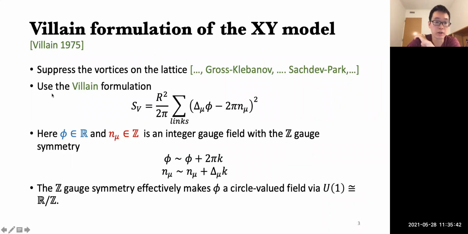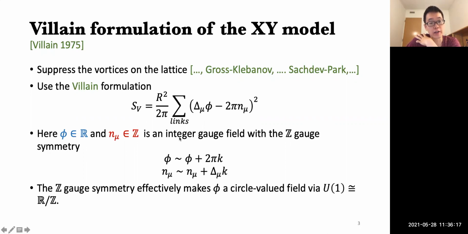To start with, we follow Villain's approach to the XY model by considering the following action. So this action differs from the previous one in that now it's quadratic in the field. We replace the cosine by a quadratic term of delta phi, but the price we pay is that we introduce an integer gauge field n_mu here. And phi here started its life as a real-valued field.